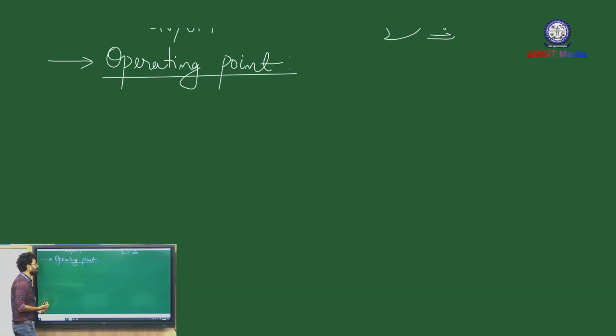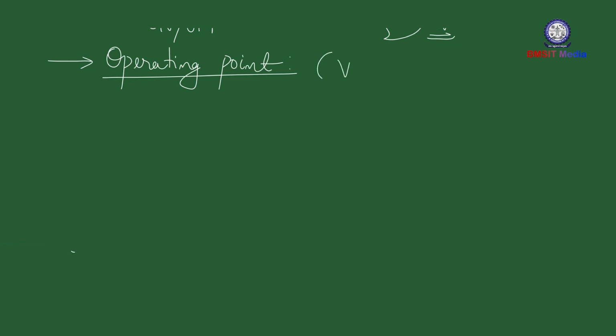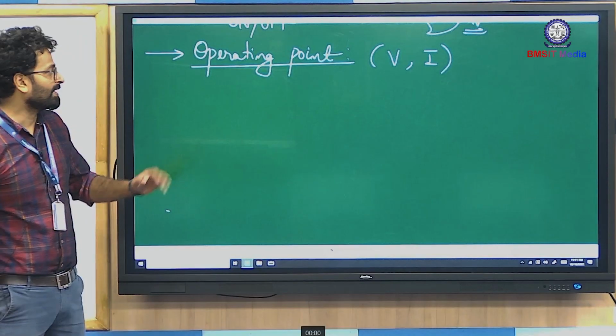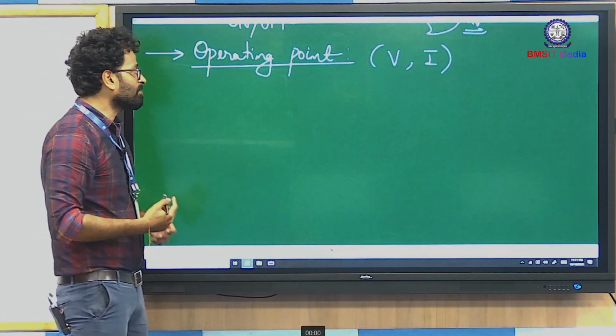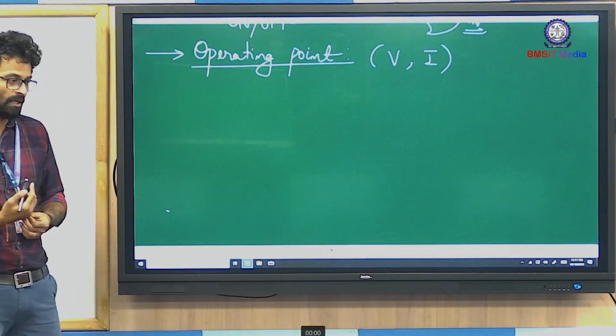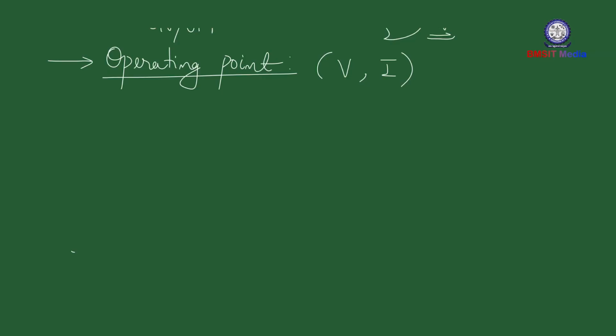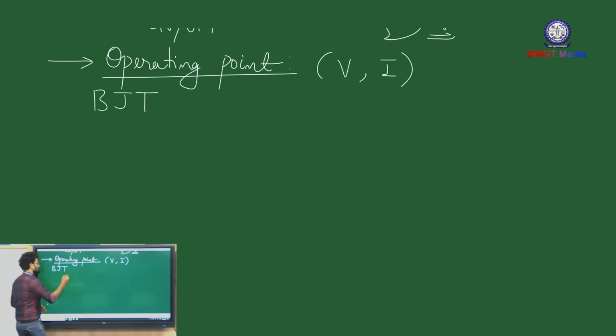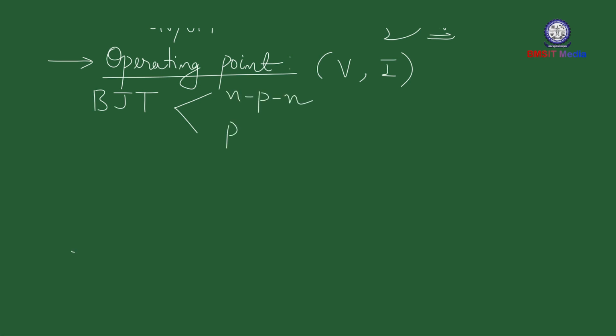So that being said, now let us try to understand the concept of operating point. This operating point consists of the details of voltage and current. It is a two-dimensional plot, voltage and current. Now, in order to explain the operating point, let us consider a particular transistor configuration. In this module, we are going to concentrate only on BJT, which is a bipolar junction transistor. In BJT, there are two types, NPN and PNP.